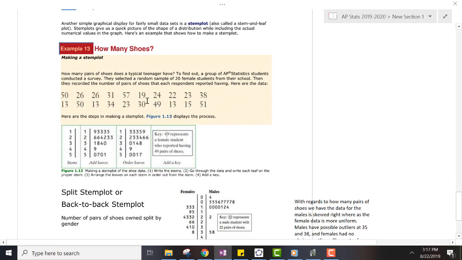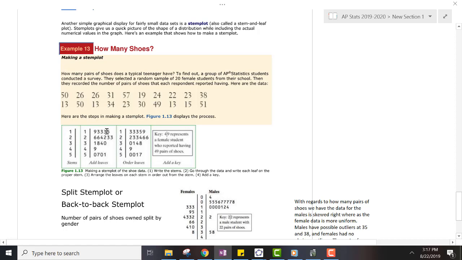Now we're taking a look at how many pairs of shoes a typical teenager has. So we're going to build this into a stem plot. First, we find the stems. It's the leftmost number. And here, that's the tens position. So 1, 2, 3, 4, 5.